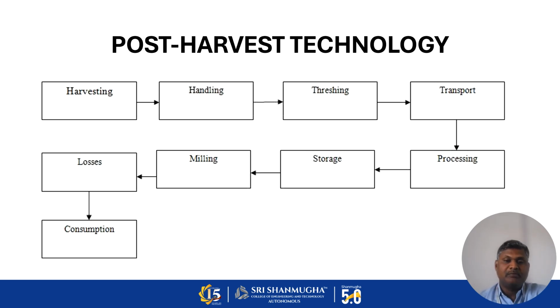So milling is a process of dehulling or dehusking, especially for paddy, wheat, like that cereal crops. Then some losses will occur during all the processes. Those losses are also considered. So finally we are going to consume the products. So this is the flow diagram of the post harvest technology from harvest to consumption.